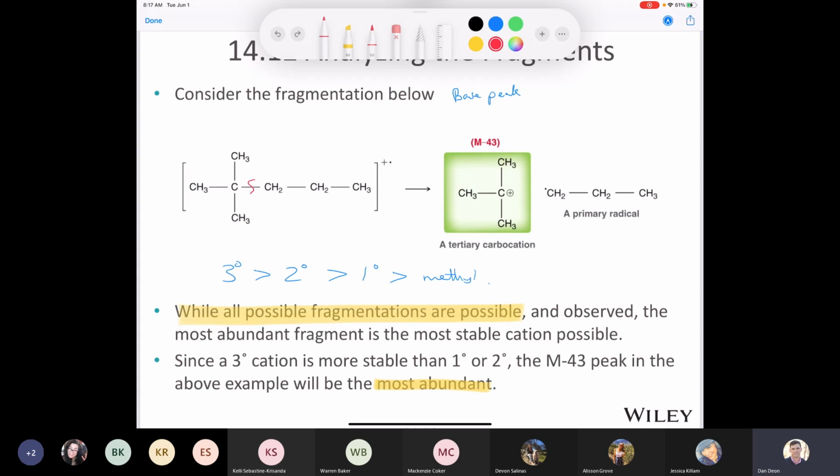All right, since a tertiary carbocation, again, is more stable than a primary or a secondary or a methyl, the M-43 peak is going to be the most abundant, right? Because this here, the propyl radical, has a mass of 43, right? This weighs 43. It doesn't have a mass over charge of 43. It just has a mass of 43. We don't say mass over charge because it has no charge.